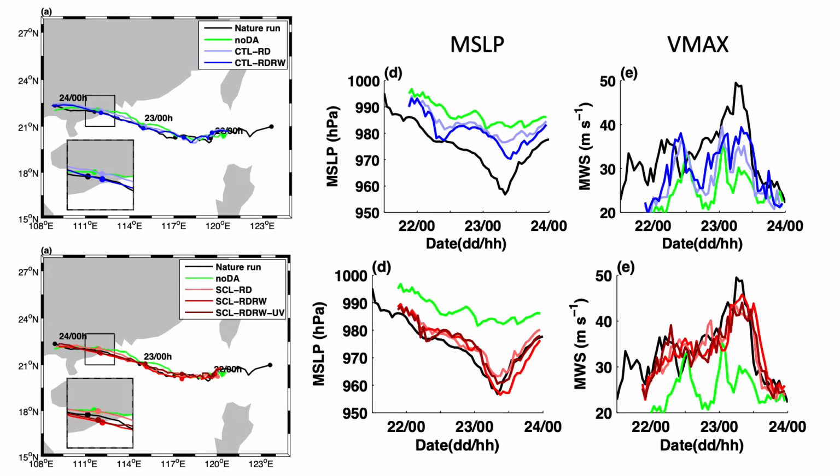In terms of the intensity prediction, here I show the minimum sea level pressure and the maximum wind speed. We can see that for the control run, assimilating R-wind data has a clear impact on intensity prediction. With the multi-scale correction framework, the intensity performance is comparable between experiments. The one with surface wind speed assimilated seems to have stronger intensity, closer to the nature run. But this should be due to the slower TC movement, and the TC made its landfall later than the other runs.